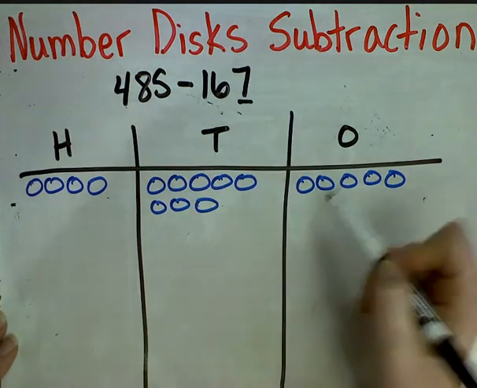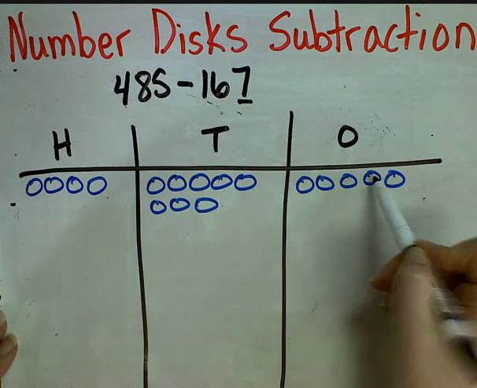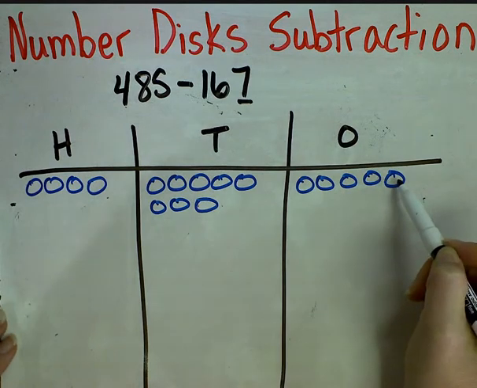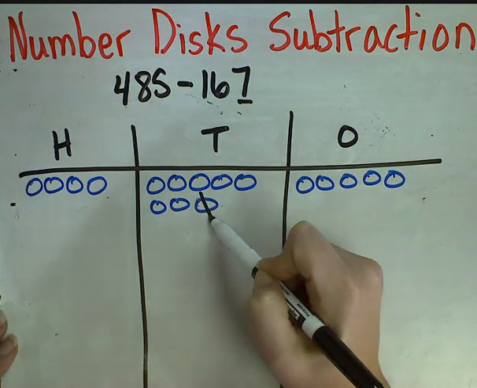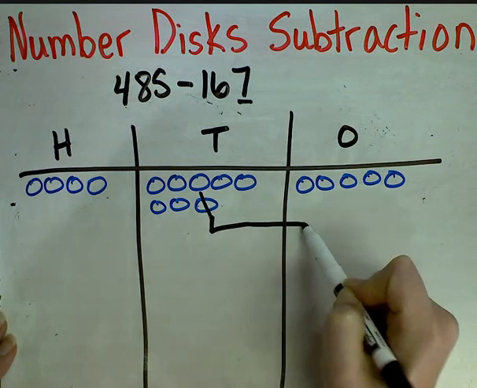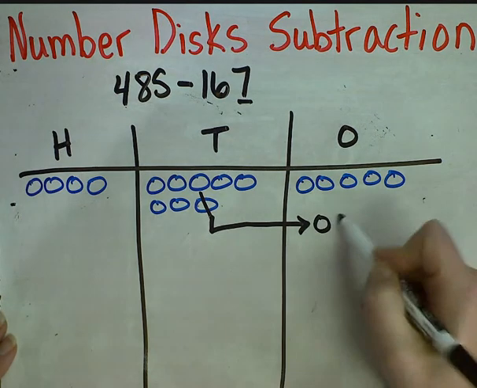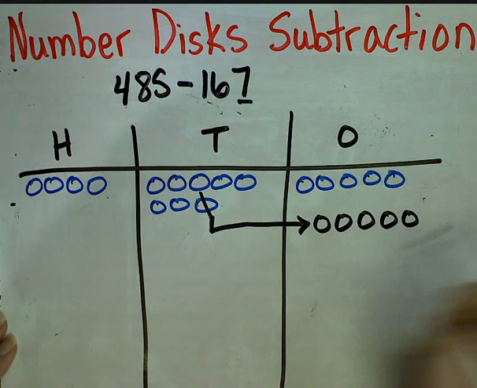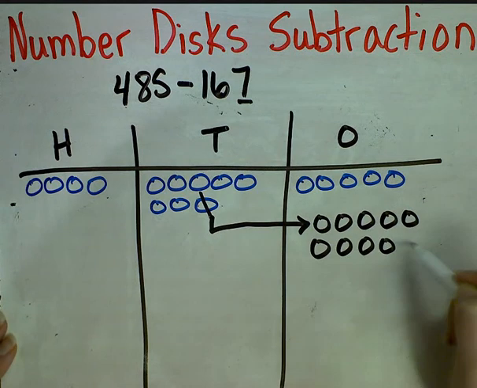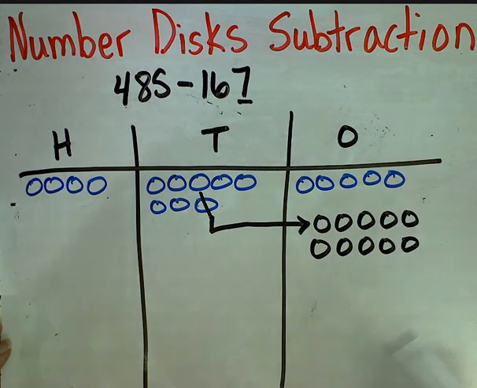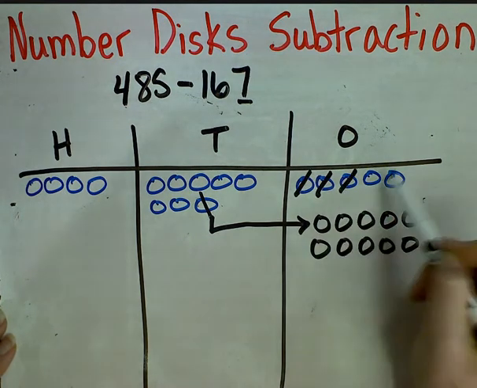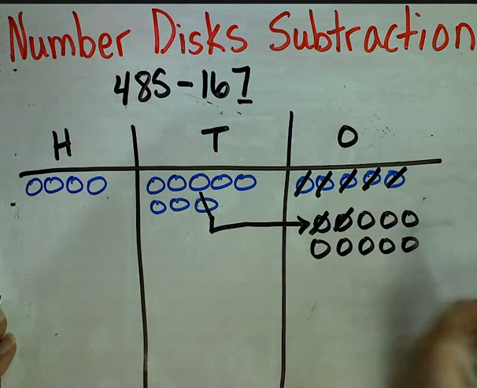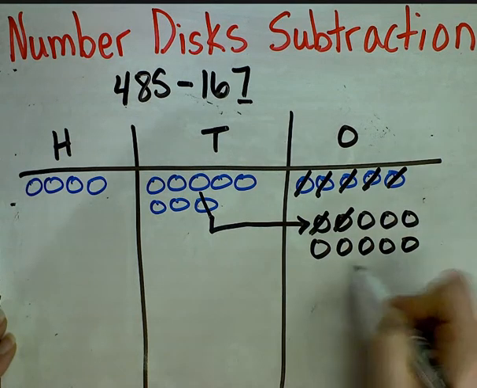If I look here, I have 1, 2, 3, 4, 5. Not enough to take 7 away. So I'm going to have to regroup or borrow from my tens. I'm going to cross off a 10, draw an arrow over to make my new set of ones. 1 group of 10 is the same as 10 ones. Now I have enough to take away my 7. 1, 2, 3, 4, 5, 6, 7. I'm left with 8 ones.